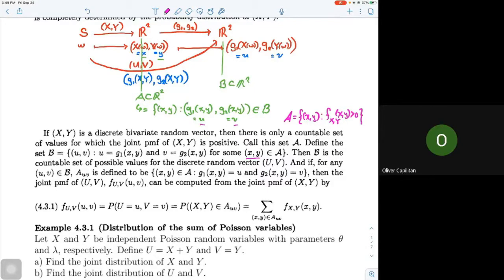And then for any U, V in script B, we define A sub UV as the set of all X, Y which is an element of script A, such that g sub 1 of X, Y is equal to U and g sub 2 of X, Y is equal to V. This is for all X, Y in the subset A sub UV. So in this case, script A contains this set A sub UV.